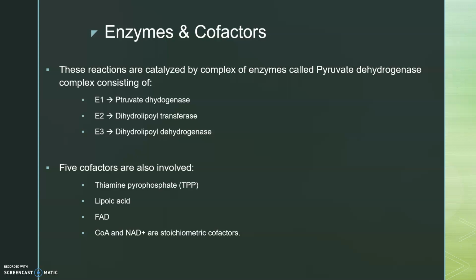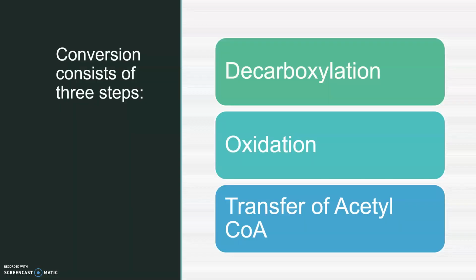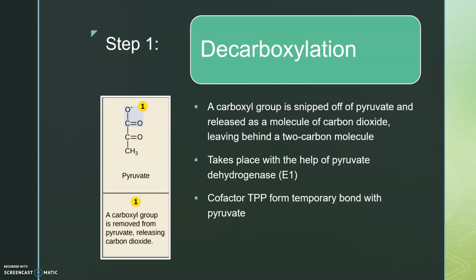as stoichiometric cofactors. And this conversion of pyruvate to acetyl CoA can be described in a total of 3 steps: the decarboxylation, oxidation, and then the final transfer of acetyl CoA. So in step 1, the decarboxylation, a carboxyl group is snipped off of pyruvate and released as a molecule of carbon dioxide, which leaves behind a 2-carbon molecule. And so this takes place with the help of pyruvate dehydrogenase, that first enzyme, and the cofactor TPP is going to form a temporary bond with pyruvate. And so this process is also going to release carbon dioxide as that carboxyl group is removed from pyruvate.